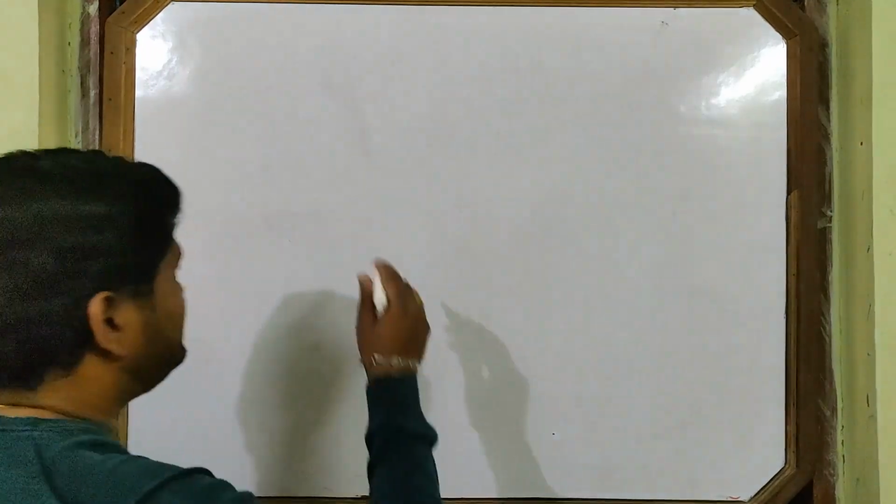Friends, today we will discuss combination of capacitors, energy stored in a capacitor, energy stored in a combination, and common potential. So a lot of things we will discuss today. Let's start with the combination of capacitors first.